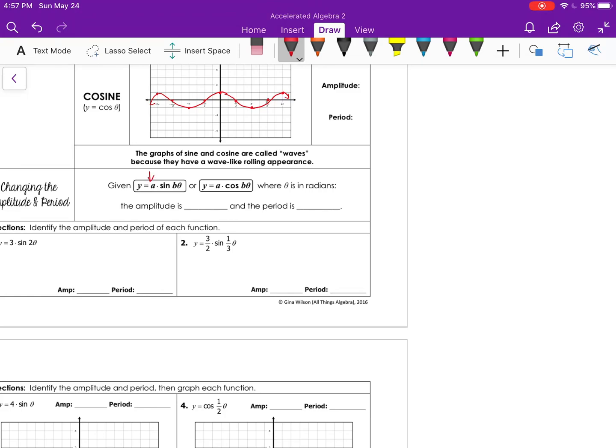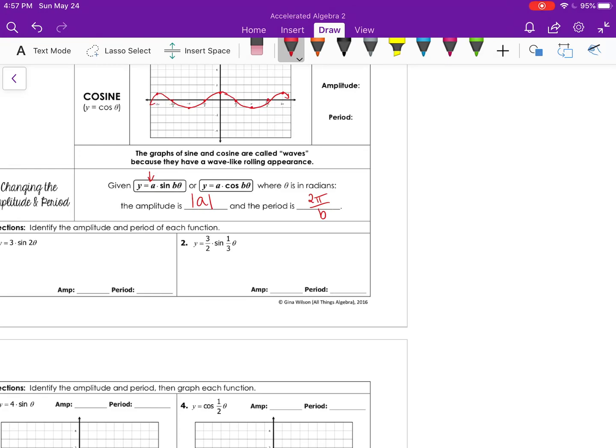Now we're going to start changing some values. We're going to start playing with a number in the front, and that value is going to tell us the amplitude. The amplitude is always a positive number, so it's the absolute value of the number in the front. And the period is going to be 2 pi divided by b. So if there's no number in front of the theta or in front of the x, the period is just 2 pi. Oh, I wrote 2b. Let me rewrite that. It's 2 pi divided by b.